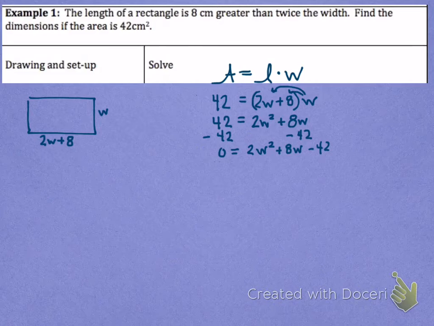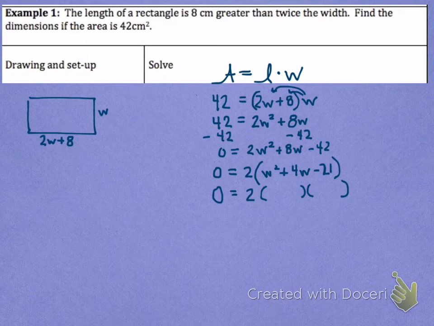Now, of course, we look for our GCF first, and we have a greatest common factor of 2. So I'm pulling out that common factor of 2. From 2w squared, that would give us just the w squared. Plus, from 8w, that would give us 4w. And dividing 42 by 2 would give us 21. So after pulling out that GCF, I want to factor into binomials if I can.